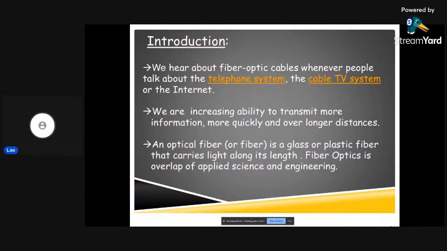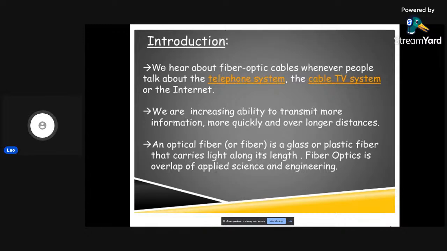So now I'm going to give you some introduction about fiber optics. We hear about fiber optic cable whenever people talk about the telephone system, the cable system, or the internet. We are increasing the ability to transmit more information quickly and over longer distances. An optical fiber is a glass or plastic fiber that carries light along its length. Fiber optics is an overlap of applied science and engineering.